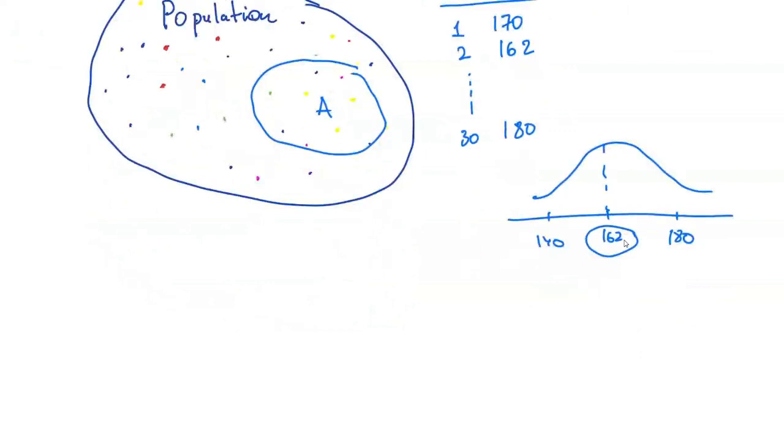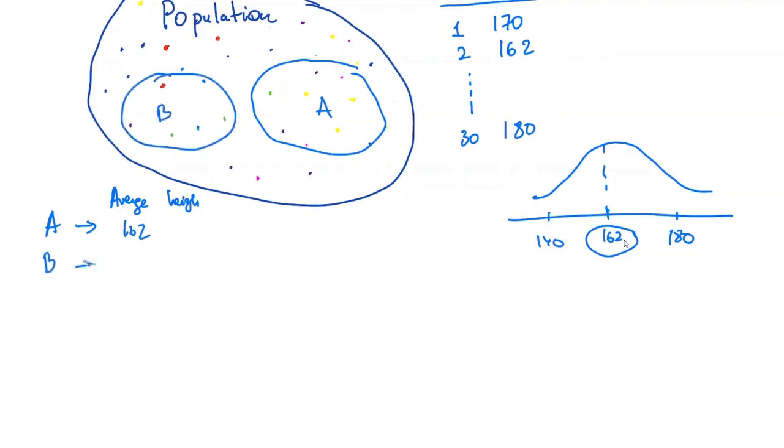Sampling distribution, on the other hand, is that we don't draw only one sample, but we are drawing many samples. Let's say the first sample A, and I find average height in this sample, and it turned out to be 160. Now I take the second sample, let's say sample B, and again calculate average height. It turned out to be, let's say, 170.